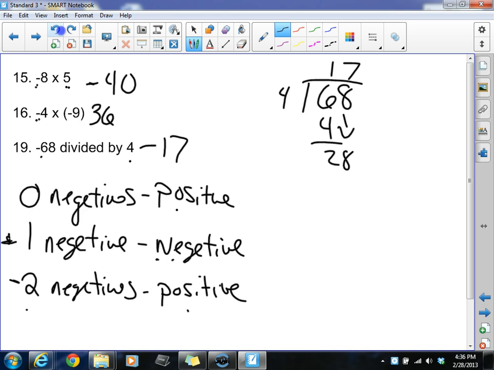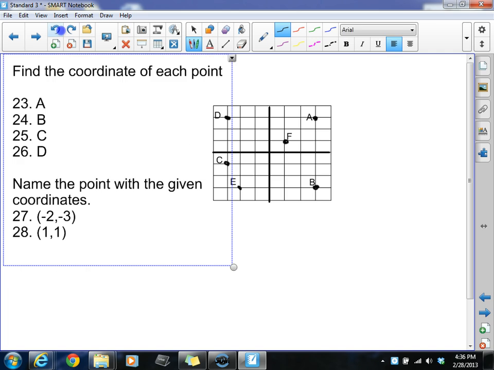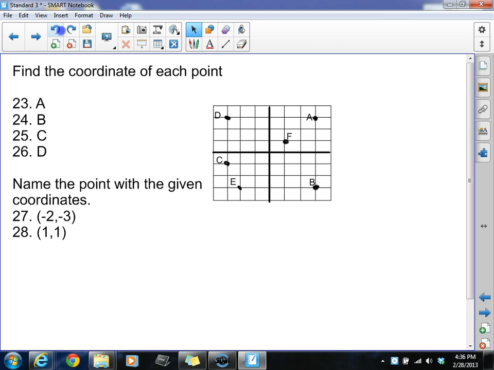So that's adding and subtracting, multiplying and dividing with positive and negative numbers. Finally, let's end up with this right here. We're going to use what's called a coordinate plane to find the coordinates right here and then name the coordinates as well. So let's go and get started then. We'll start off with finding the coordinates. Now this should be more review, okay? This should not be brand new information to you.